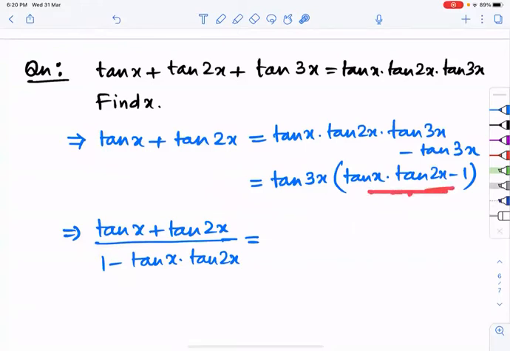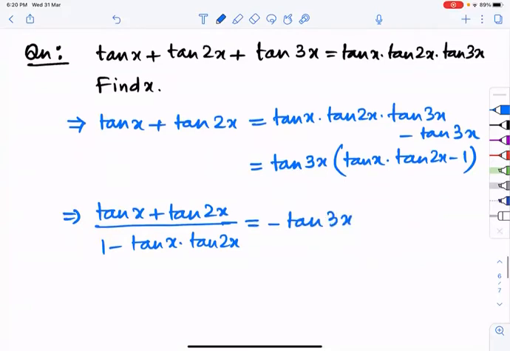So if I write that as 1 minus tan x tan 2x, there will be a minus sign here, so I will get minus of tan 3x. And this left hand side is the formula for what? It is the formula for tan of x plus 2x, that is tan 3x, equal to minus tan 3x.